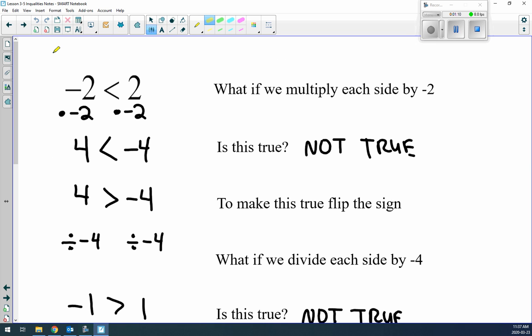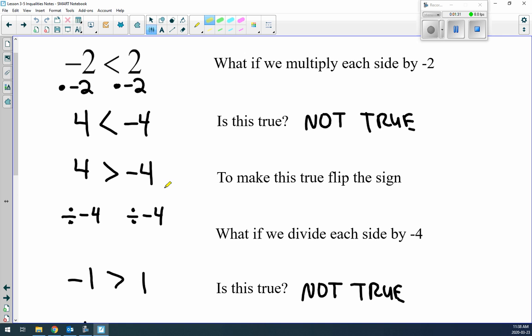Now, let's look at this one here. Next page. What if we take that one, which is -2 less than 2? What if we multiply each side by -2? So let's multiply by -2. We end up with +4 and -4. Wait. +4 is not less than -4. So is that true? No, it's not true.